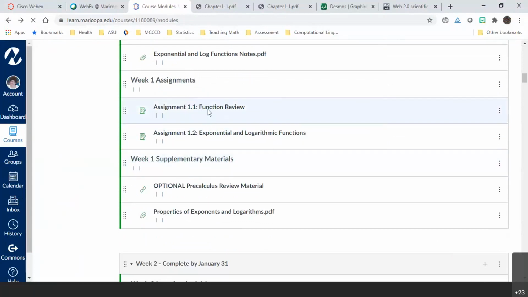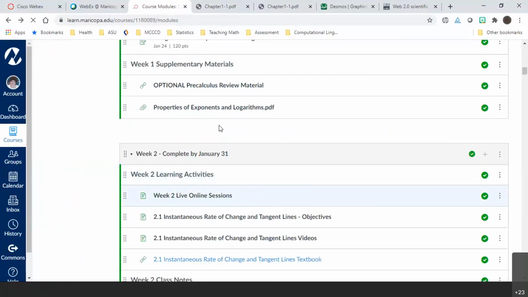Again, here are the 2 homework assignments. I put some optional stuff down here. The optional stuff is optional. You don't have to look at it. Okay, some pre-calculus review material, and then a list of exponents and logarithm properties. Okay, this is kind of a blast from the past.